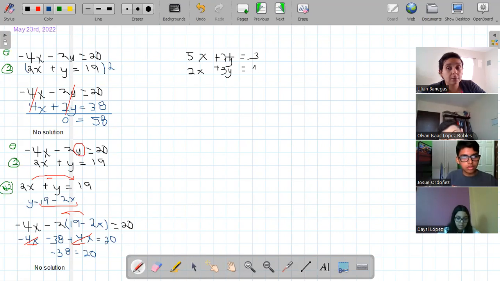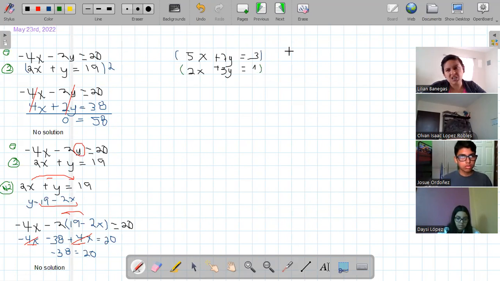The X or the Y? I guess Y. The Y? Okay, so in that case, we need to find the LCM, the least common multiple. So that means the smallest number that can be divided by 7 and by 3. They're both positives. So that means that one of the two equations needs to be multiplied by a negative number.